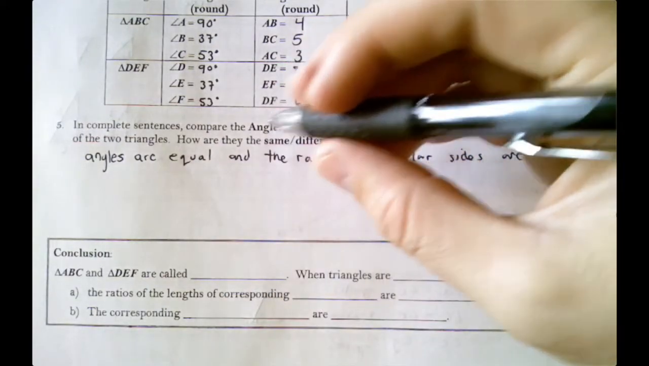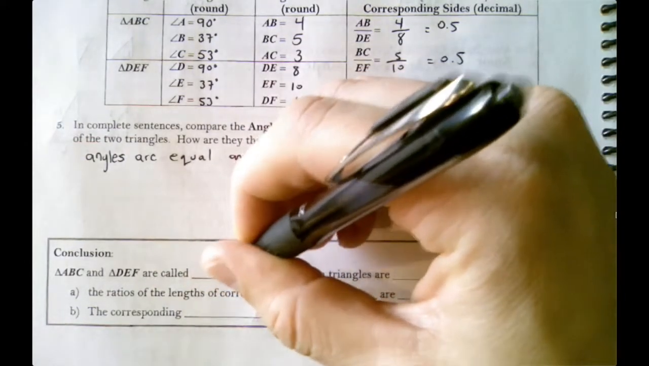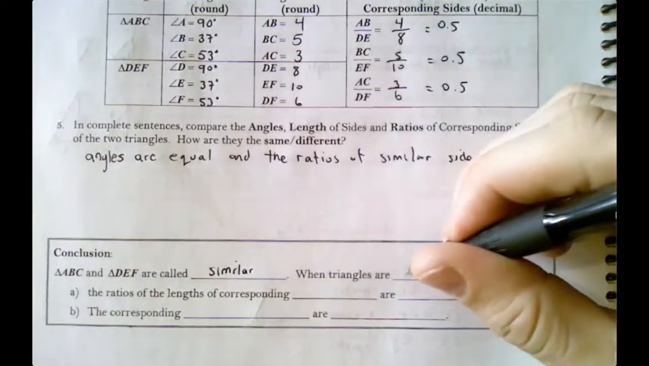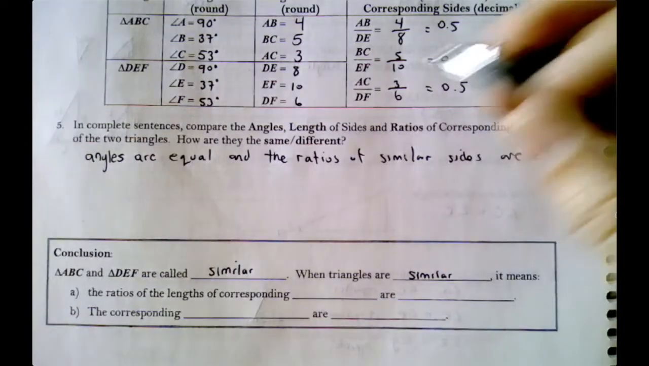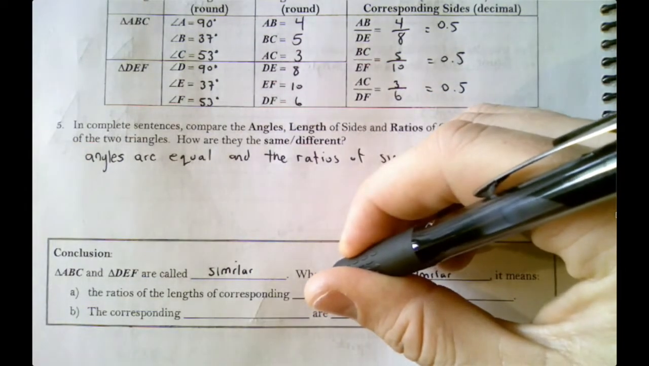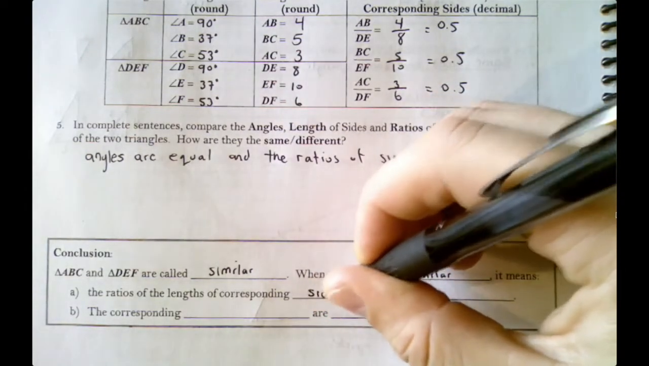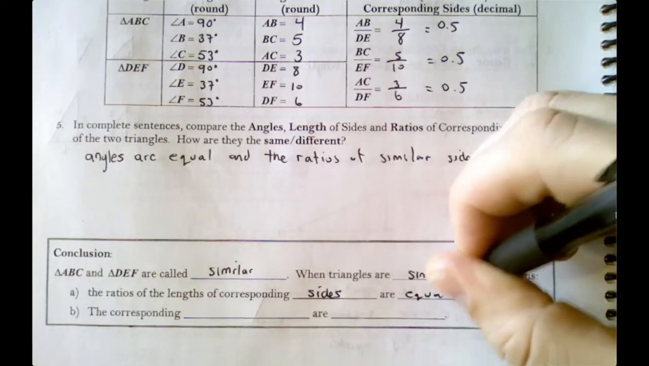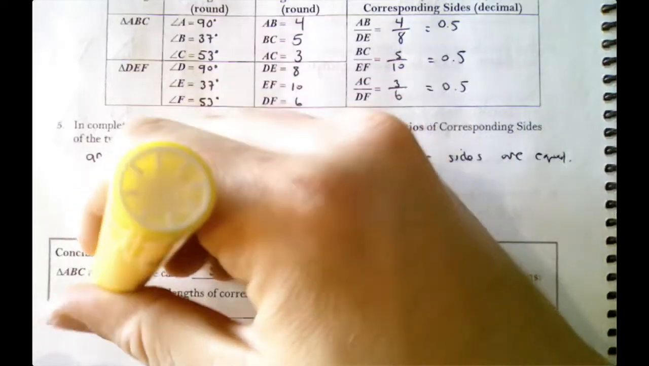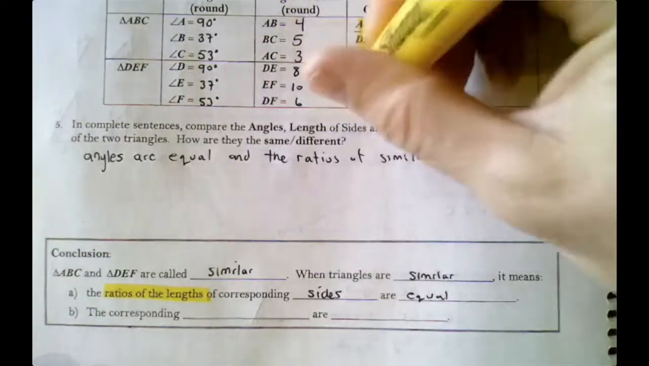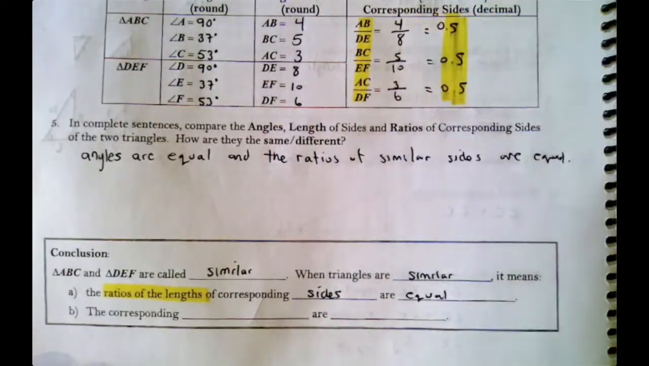Triangle ABC and DEF are called similar. When triangles are similar, it means the ratio of the lengths of corresponding sides are equal. So what do I mean by that? I mean the ratios are equal. And that's what we got. We got 0.5.